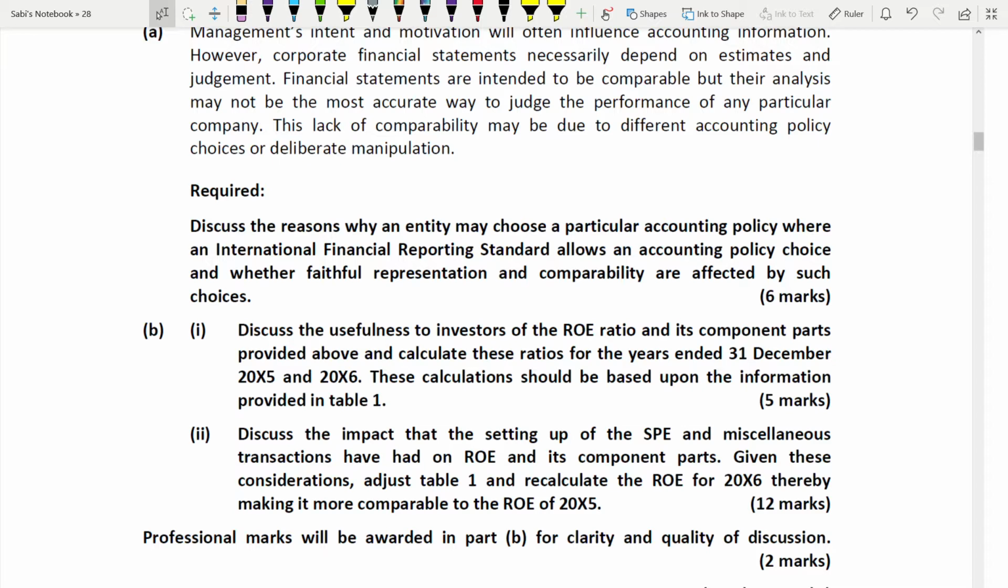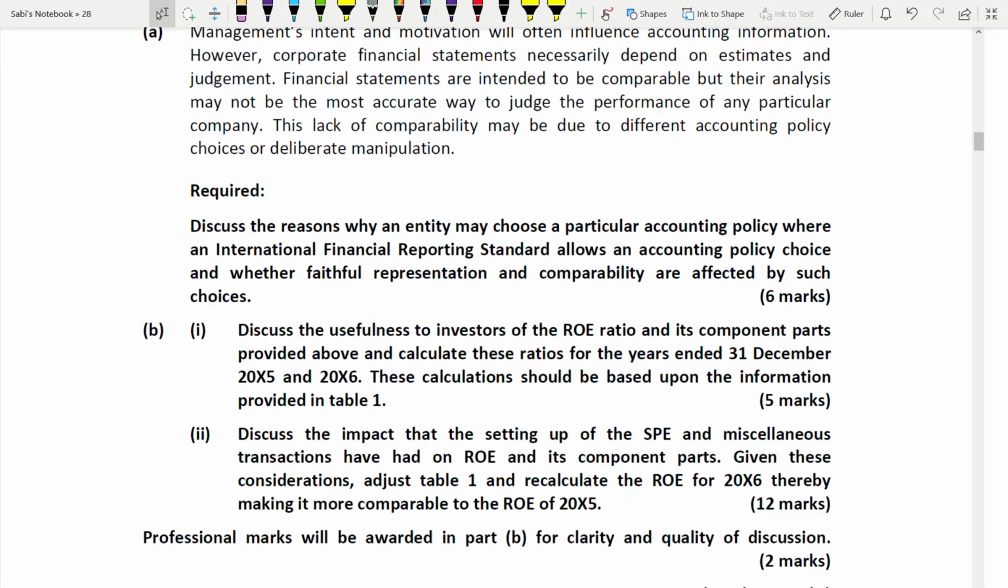So you need to know the ratios, the formula for ratios. Definitely you will not get a question where you have to calculate 10, 12, 10-20 ratios, but 4-5 ratios you should know, which are very common ratios. For example, return on equity, return on assets, working capital, your profitability ratios, investor ratios, EPS, this type of ratios comes. It's quite common.